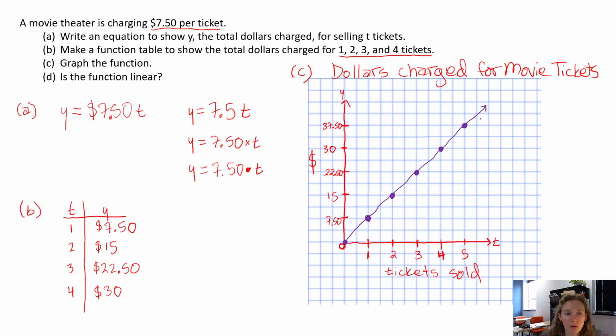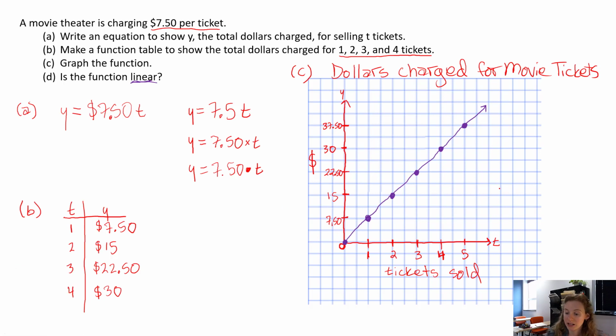All right, so we wrote our equation, we made a function table, we graphed our function, and then now we're ready to answer the final part here. So part D asks, is this function linear? So take a minute to think about that. What do you think? Is the function linear?